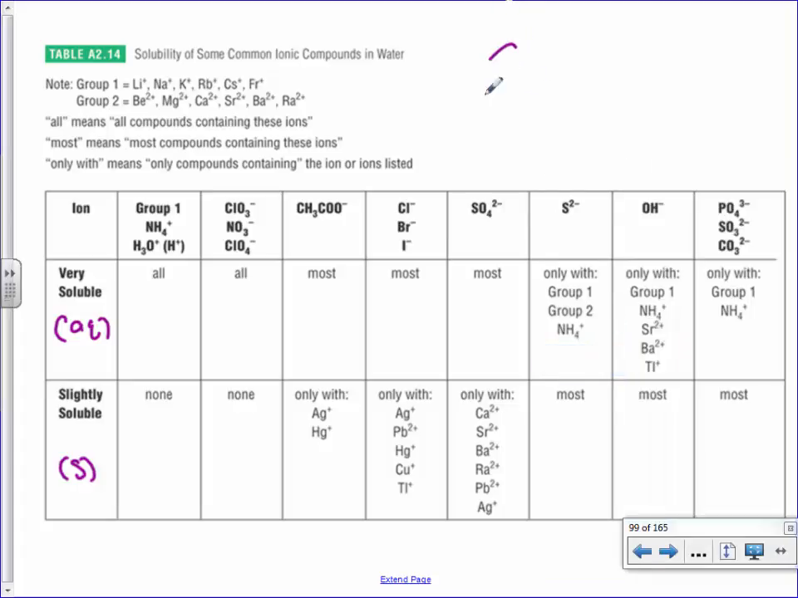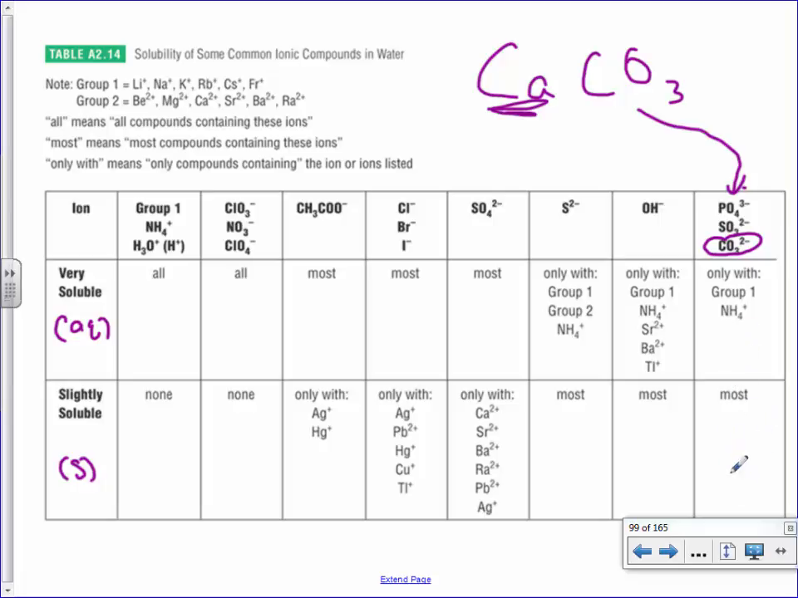Okay, so if we're looking for whether CaCO3 will dissolve or not, whether it's aqueous or solid, we need to find CO3, which is in this column right here. Does that make sense? Then we have to figure out where the calcium lies. You guys have to have a column somewhere on there where there's a CO3, right? It's in the middle. This is a different table, but you should still have a CO3 in a column somewhere, right?